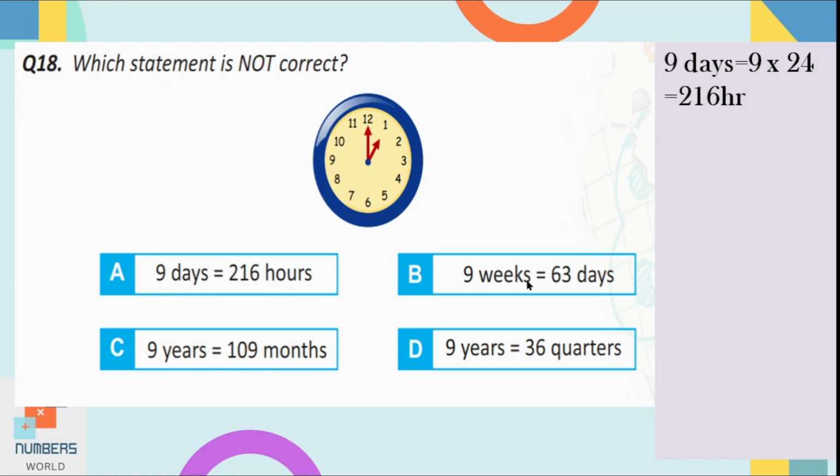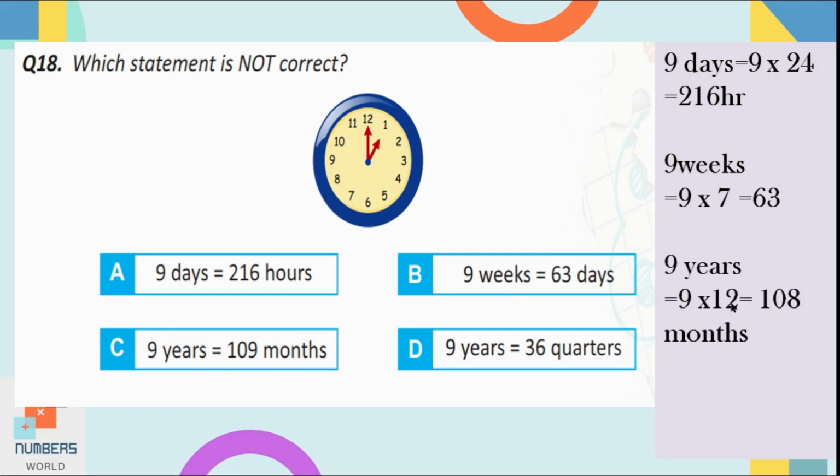Option B is 9 weeks is equal to 63 days. So there are 7 days in a week, so 9 sevens are 63. Option B is also correct. Option C is 9 years is equal to 109 months. So as we know that there are 12 months in a year, so we will multiply 9 by 12. That is equal to 108, not 109. So option C is incorrect here.